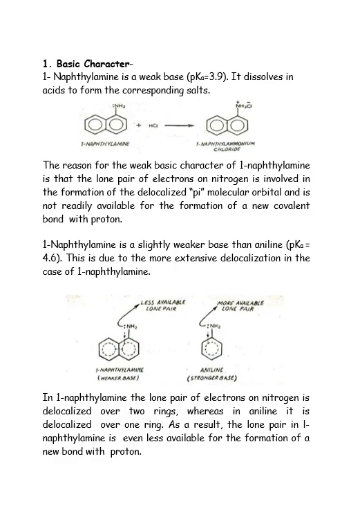1-naphthylamine is a slightly weaker base than aniline. This is due to the more extensive delocalization in the case of 1-naphthylamine. In 1-naphthylamine, the lone pair of electrons present on nitrogen is delocalized over two rings, whereas in aniline it is delocalized over one ring only. As a result, the lone pair in 1-naphthylamine is even less available for the formation of a new bond with the proton as compared to aniline.